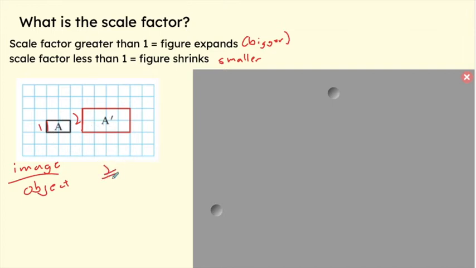So 2 over 1, image over object, gives me 2. We could check that on down here. We have a side of 2, and we have a side of 1, 2, 3, 4. That also will be 4 over 2, which gives us 2.